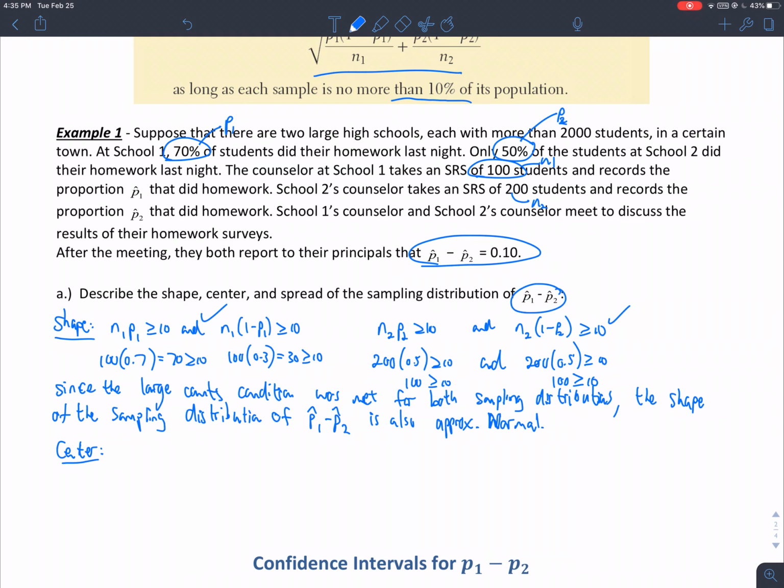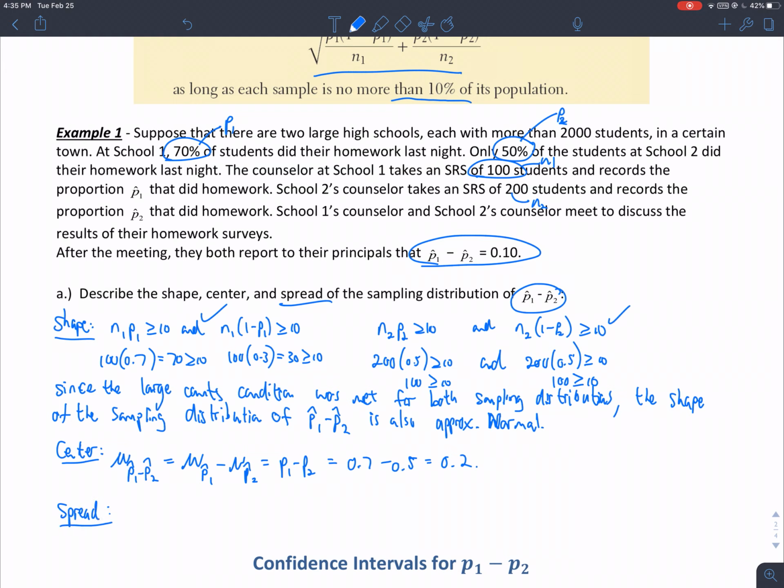So we know that the mean of this is equal to the mean of the difference in the means, and that's equal to p1 minus p2, which is 0.7 minus 0.5, which is 0.2. So that would be the center, and then the standard deviation, which we're calling spread.